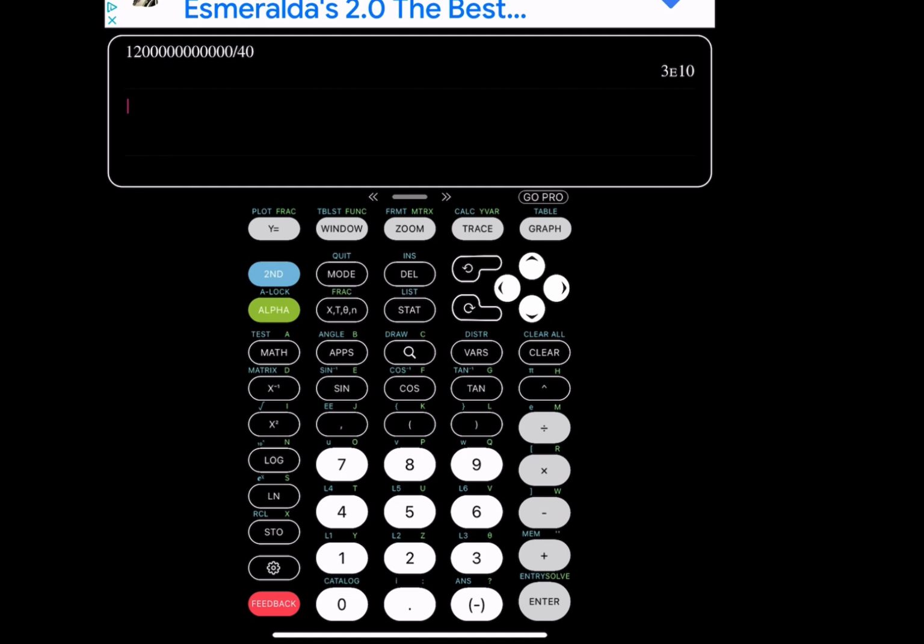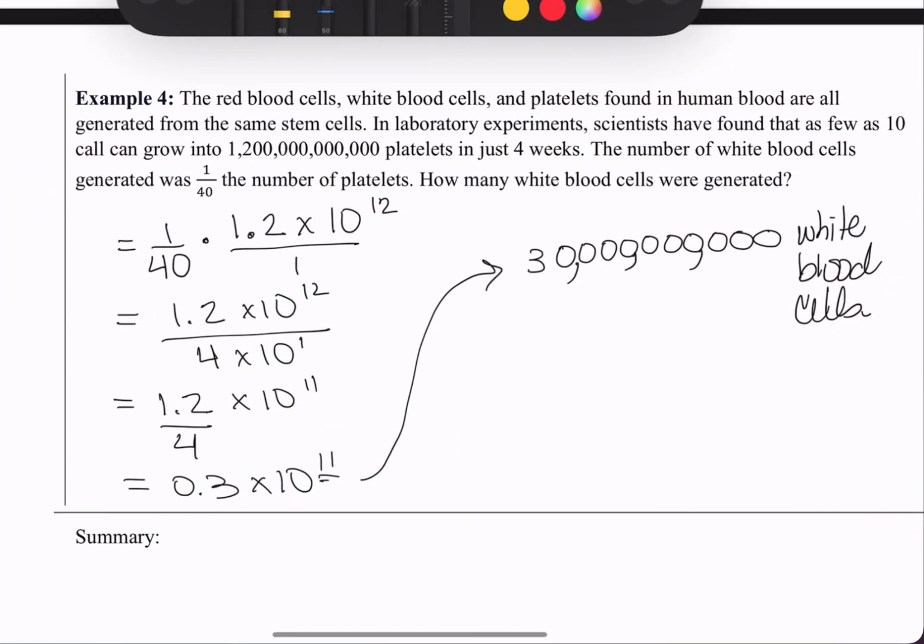Half the time you guys see this and you have no idea what it even is. This is scientific notation. This is 3 times 10 to the 10th power. Now they use an E, and I'm not sure exactly what they're using that E for, but that's to tell you that this is 3 times 10, and then this number here is what power 10 is being raised to. So 3 times 10 to the 10th power ends up giving us that 30 billion white blood cells that we got right here.